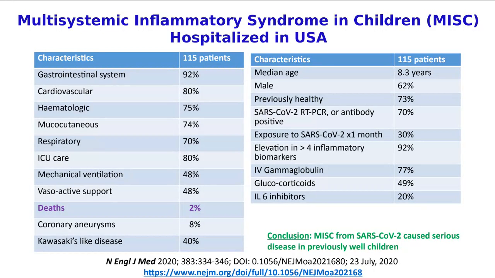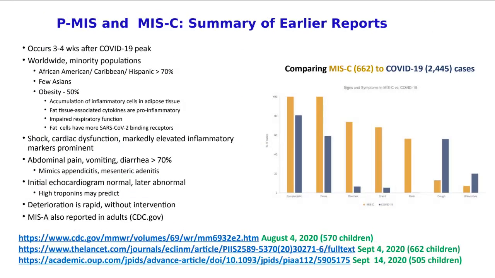Looking at the children, 115 children, median age is 8 years, 62% of them are male, 73% of them are previously healthy, 70% of them will have evidence of SARS-CoV-2 RT-PCR positivity or antibody positivity, and the rest of them would have had exposure to SARS-CoV-2 within the last month. And up to 92% of them had elevation in the 4 inflammatory biomarkers. They are being treated with intravenous gamma globulin for 77%, glucocorticoids or steroids in 49%, and 20% of them had the IL-6 inhibitors that were treated.